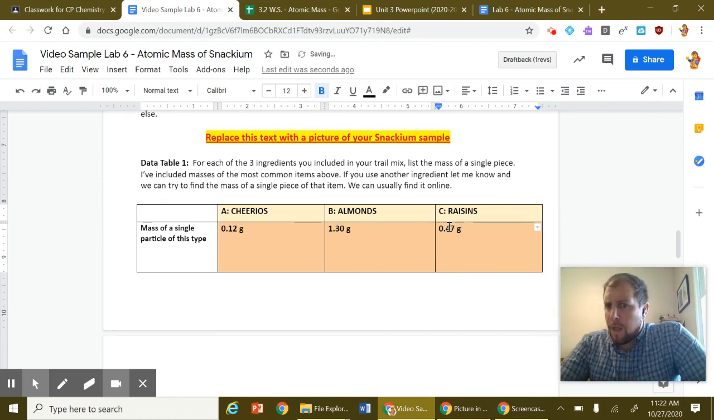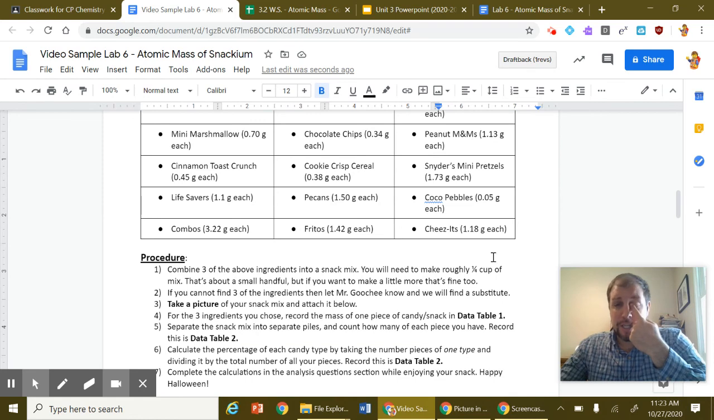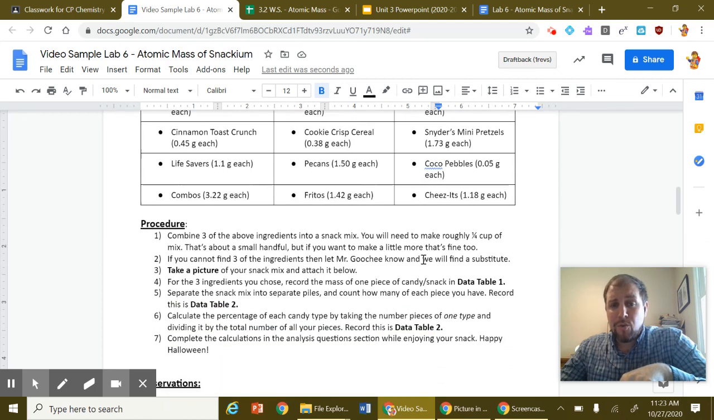Yours could be different. You might not be able to find 3 items on this list, even though it's pretty comprehensive. We got Cheez-Its, Fritos, Combos, Lifesavers, Pecans, Cocoa Pebbles, Cookie Crisp, Cinnamon Toast Crunch. You can use cereals, anything that's like a little individual snacky item. If you can't find 3 items around your house, email me personally, and we'll come up with a data set that you can use.